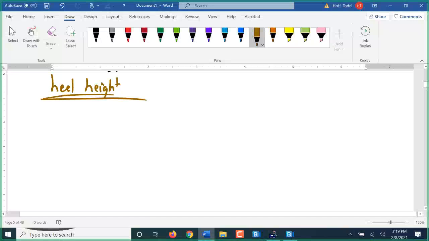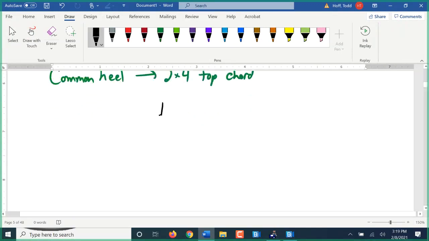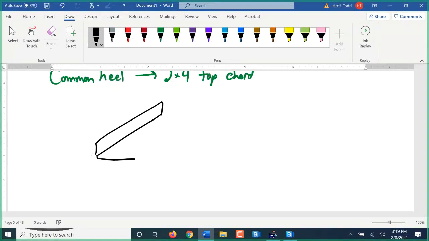Heel height on a truss. Yeah, those are the ones, the quick references. Heel heights on a truss come from the thickness of the lumber at the most basic level. Common heel is calculated on a 2x4 top chord. I'm just going to draw out the basic layout of a truss. This is no webs, no overhangs here for right now.